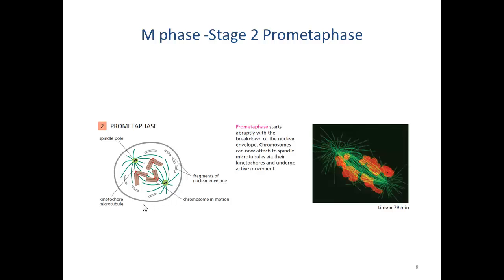In prometaphase, the key event is the dissolution of the nuclear membrane. As we'll see, this is mediated by phosphorylation of the lamin proteins and the nuclear pore proteins. With the nuclear membrane gone, now the microtubules are free to interact with the chromosomes, primarily interacting at the centromere, which will initiate the aligning of the chromosomes at the midpoint between the two spindle poles.